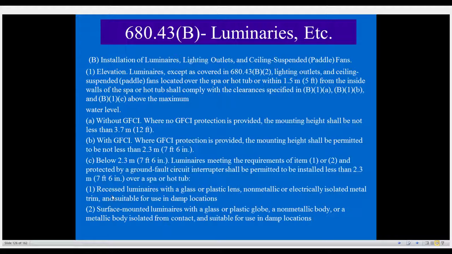Now, what about this? I can install recessed luminaires with a glass or plastic lens, non-metallic or electrically isolated metal trim, if suitable for use in a damp location. So that can be less than 6 feet. And I've got a surface-mounted luminaire with a glass or plastic globe, a non-metallic body, or a metallic body that is isolated from contact and suitable for use in a damp location. So these are really the only things that can go below 7'6".